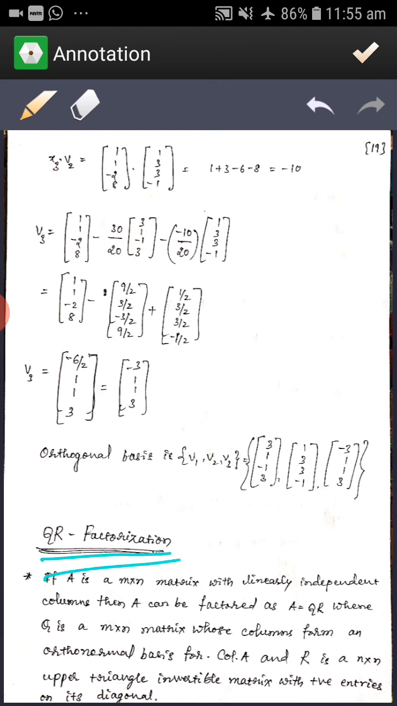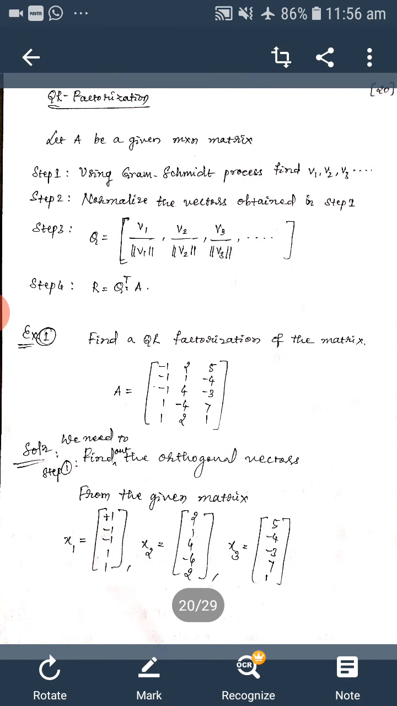QR factorization. If A is an m cross n matrix with linearly independent columns, then A can be factored as A equals QR, where Q is an m cross n matrix whose columns form an orthonormal basis for the column space of A, and R is an upper triangular invertible matrix with positive entries on the diagonal. We will see this with problems here.